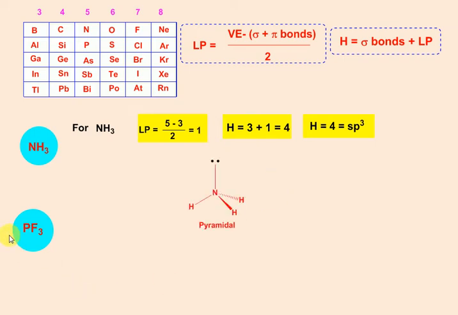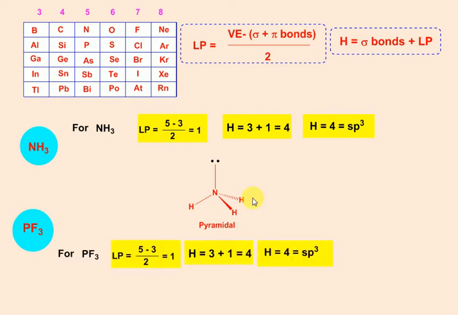Now friends, PF3 is similar to NH3. In NH3, nitrogen is having 3 bonds with 3 hydrogen atoms. Phosphorus is also having 3 bonds, and both are from the same family, the same group. So PF3 will also have the same hybridization and the same shape. See here, sp3 hybridization and pyramidal geometry. Here also pyramidal geometry. Both are having pyramidal geometry.